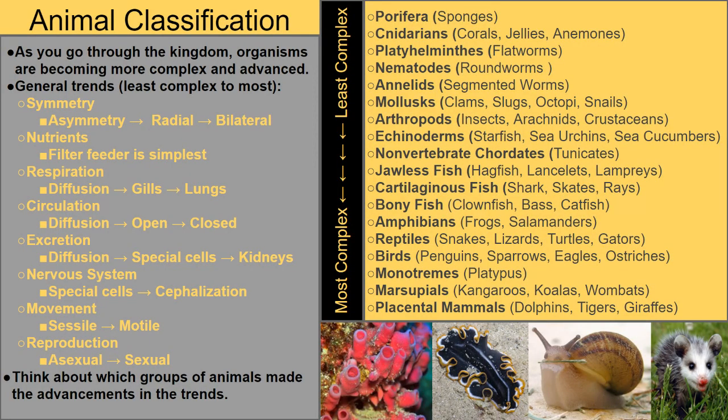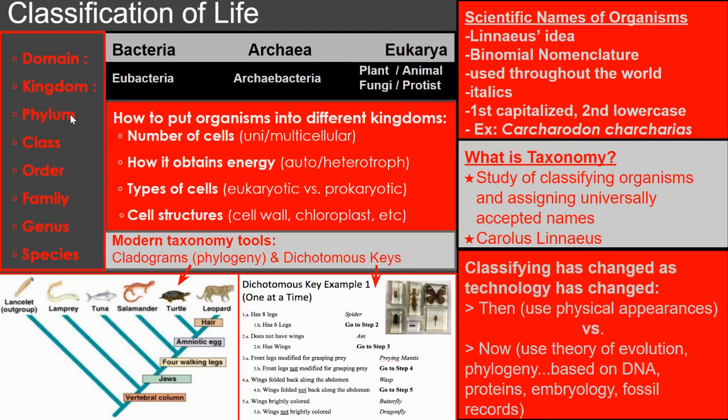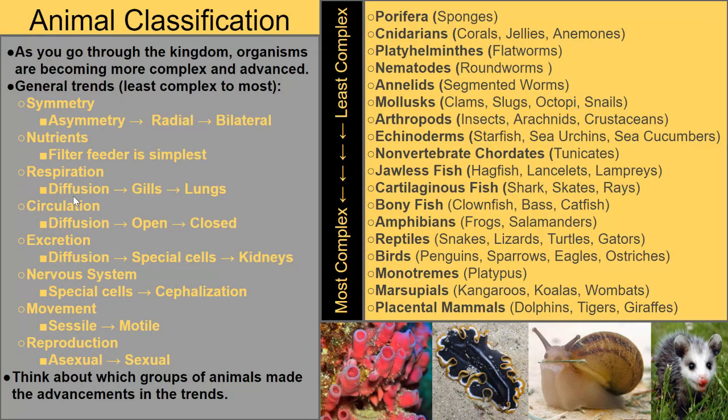Now, if you look down in the bottom corner of this slideshow, you're going to see four different pictures. You see a sponge, a flatworm, a snail, and a possum, and all four of those organisms are types of animals, but they are very different. So the animal kingdom can be broken down into many different phyla, and then further broken down into classes and orders and families, and even most specifically into genus and species. But let's talk about how we start to break these animals down and group them based on certain characteristics.